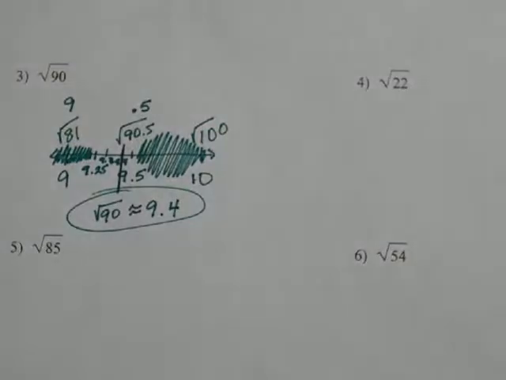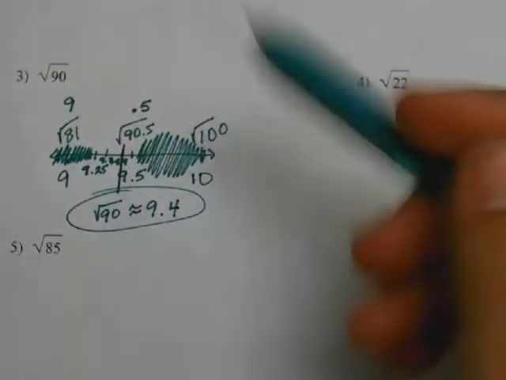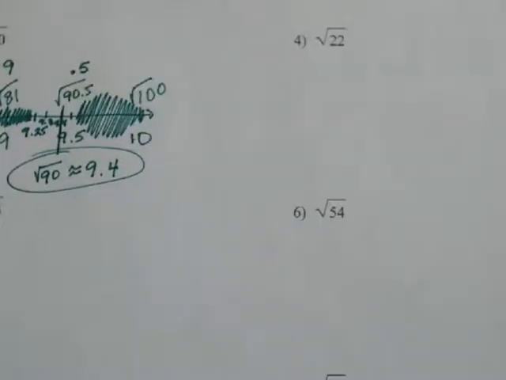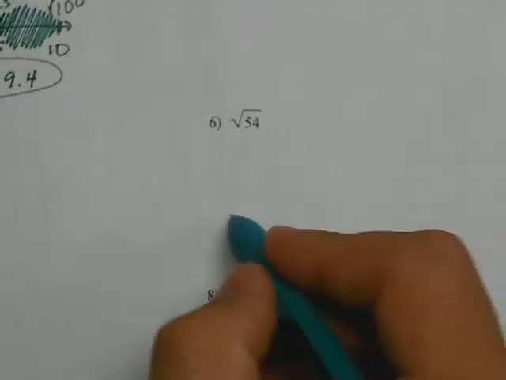Okay, moving on. This is what we fully expect to see on your homework for tomorrow. All right. Let's go to this square root of 54 one. First step, draw a number line. So I'm going to draw a number line.